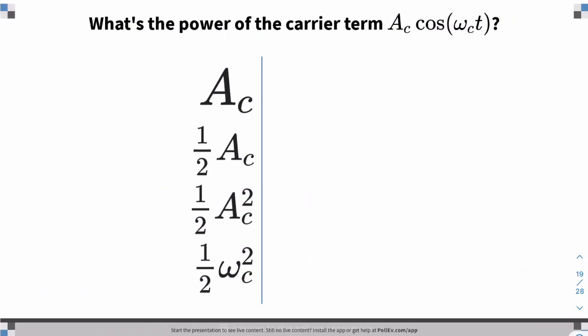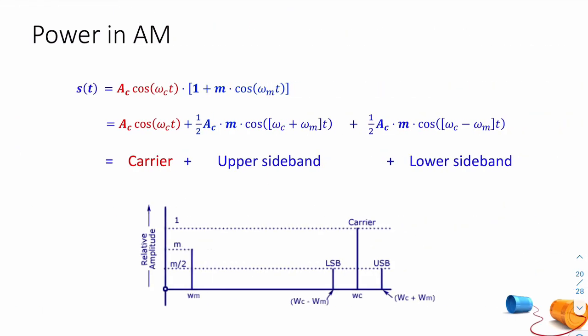Okay, so quick question. If you have a carrier term like that, what is the power? What's the power of this term? You can see clearly we would be looking at the amplitude A_C, and it would be A_C squared over 2. So that's how you would calculate that. If we now look at the sidebands, you might ask yourself, well, what's the power of the sideband?